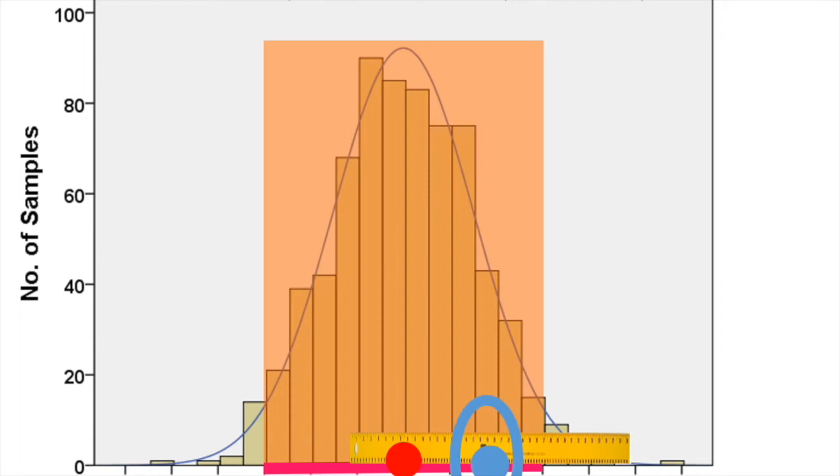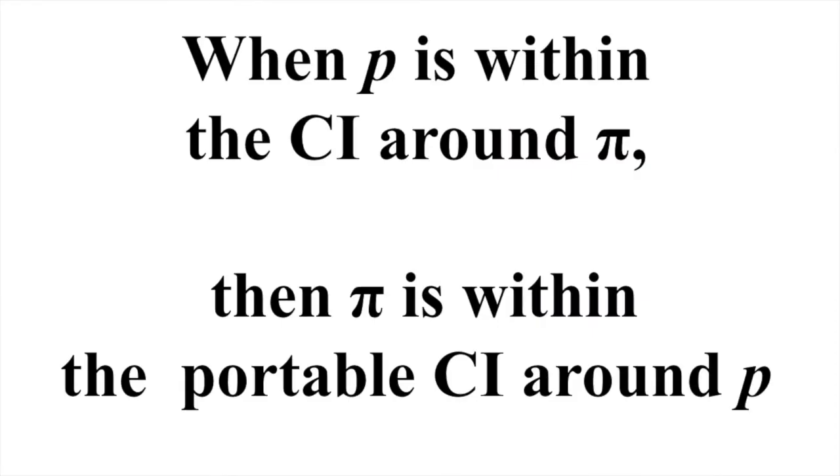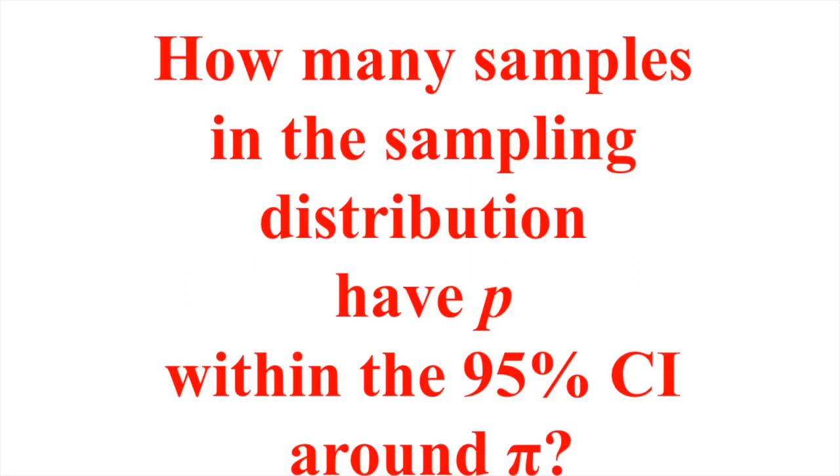Okay, do you understand what I'm demonstrating here? When p is within the confidence interval around pi, then pi is within the confidence interval around p. So how many samples in the sampling distribution have p within the 95% confidence interval around pi?